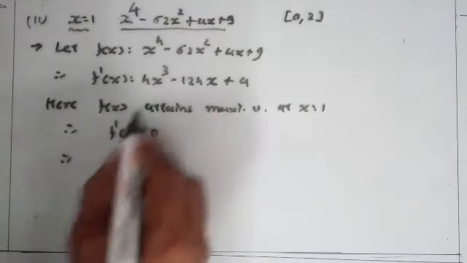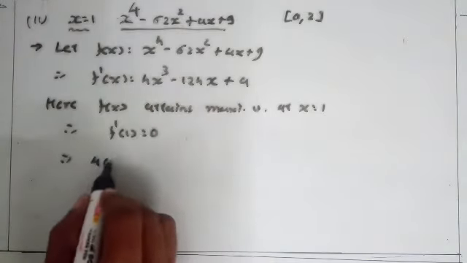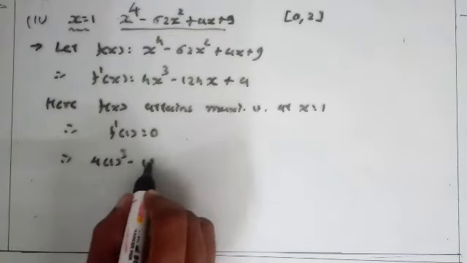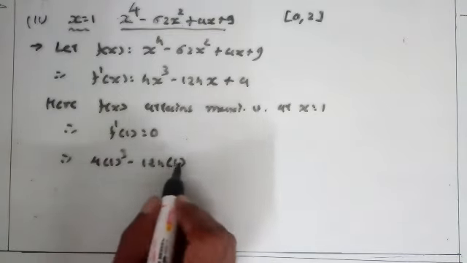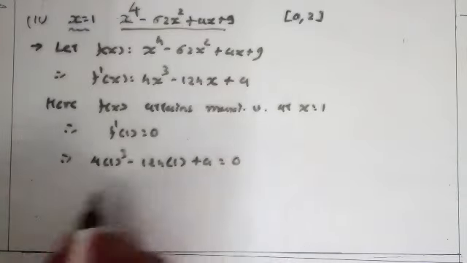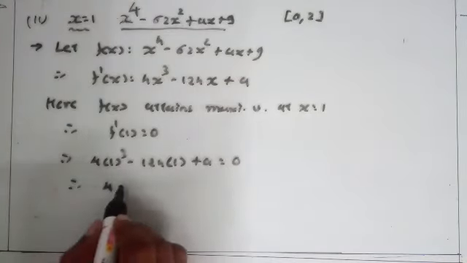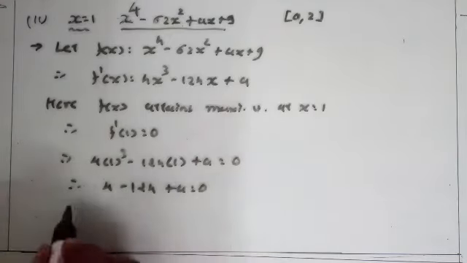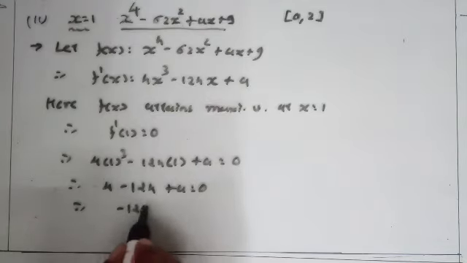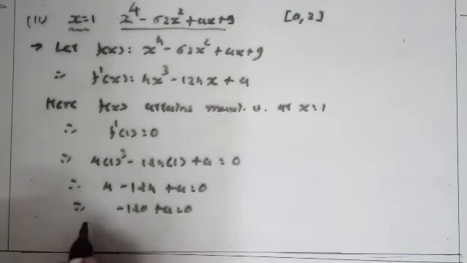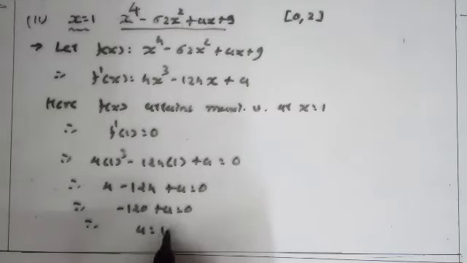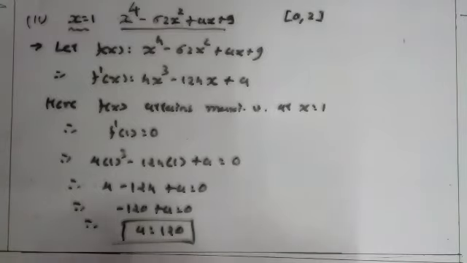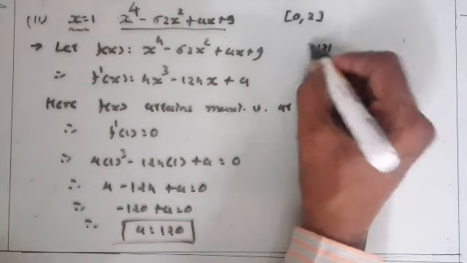Clear? Therefore, here f'(1) is equal to 4 into 1 raised to 3 minus 124 into 1 plus a is equal to 0. Therefore, 4 minus 124 plus a is equal to 0. Therefore, minus 120 plus a is equal to 0. So, a is equal to 120. Clear? This is the possible value of a.